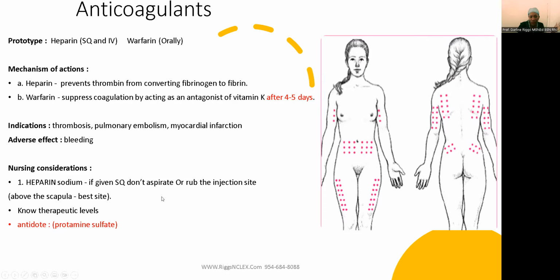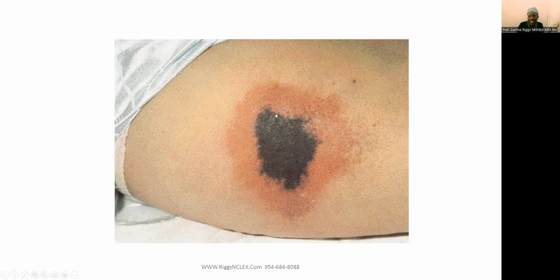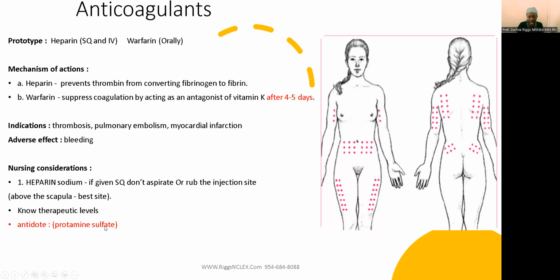We don't aspirate when we're giving heparin because it's sub-Q. We also teach the client, don't rub the area, don't put pressure around the area because they're gonna bruise. I'll show you a picture in a moment. Now, that happens, okay? So you have to teach the client, yeah, don't put pressure on or rub that area because of that. Now, there are some therapeutic levels that you need to memorize. You already know that, and I'm going to go over those with you in a moment.